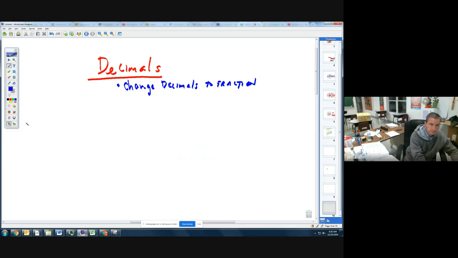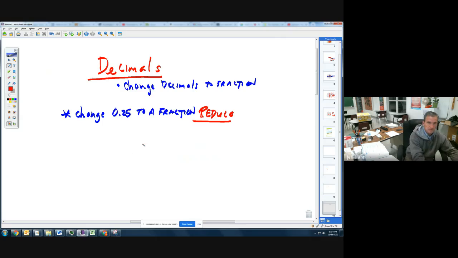Here's our example. Change 0.25 to a fraction. And the one thing you always have to remember when we write fractions is you must make sure that when you change it to a fraction, you reduce. Okay, you're in 6th grade now. This is something you need to start doing.